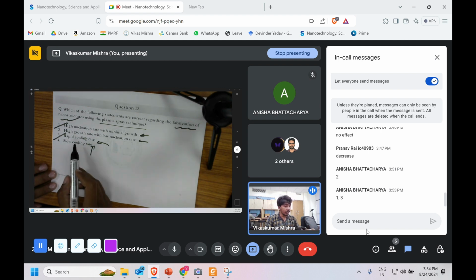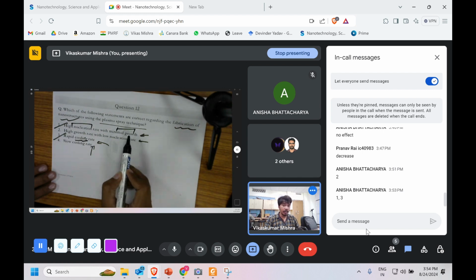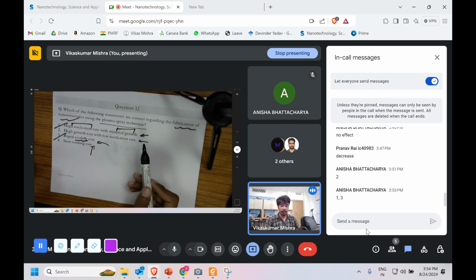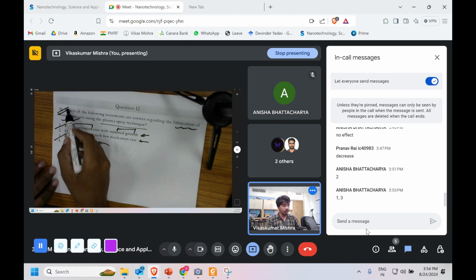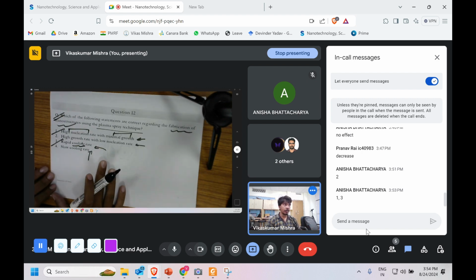So if there is a fast cooling rate, we'll get the smaller grain size. Smaller is better for the nanostructure. A high nucleation rate should be there and the growth rate should be minimum, and this is what will favor the formation of the nanostructure, that's the structure having the smaller grain size. Okay, so with that we have solved question number 12.